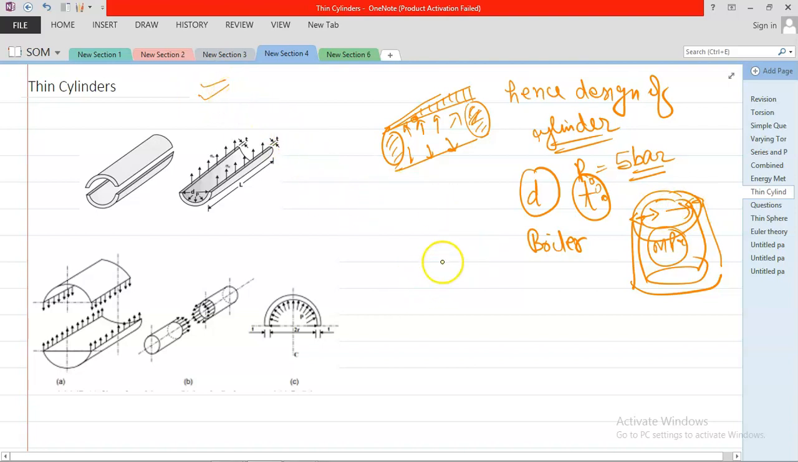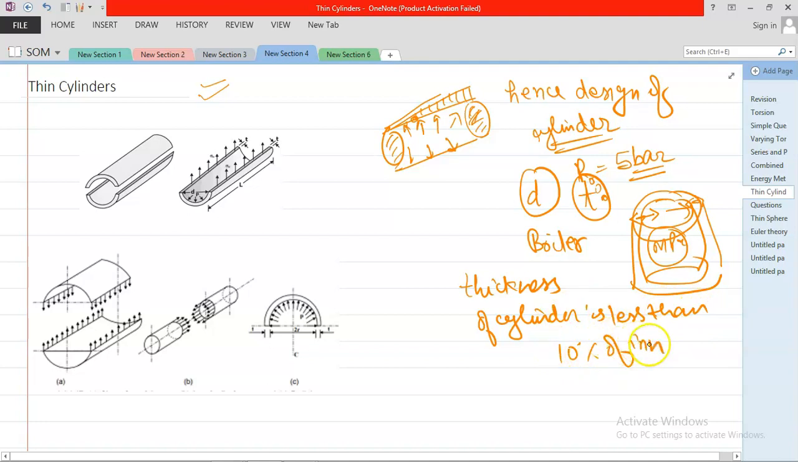So what are thin cylinders? Thin cylinders are those where the thickness of the cylinder is less than 10% of the inner diameter. So this is the definition.